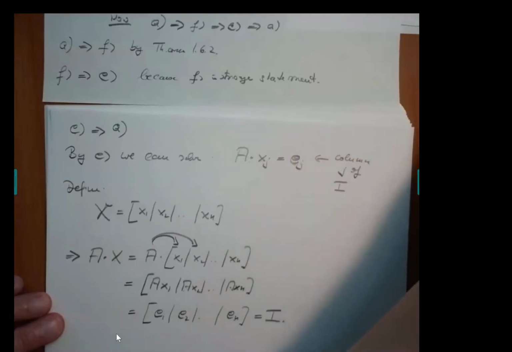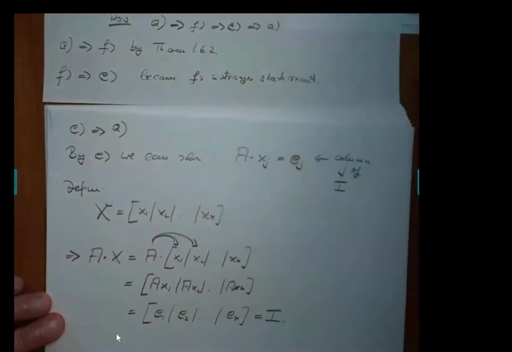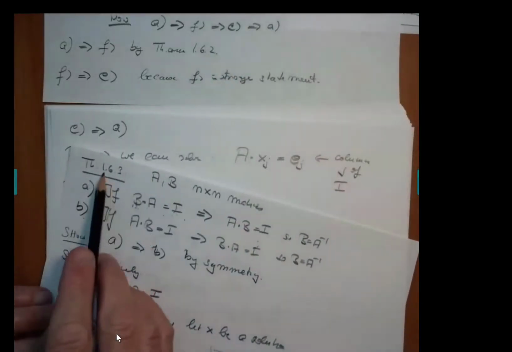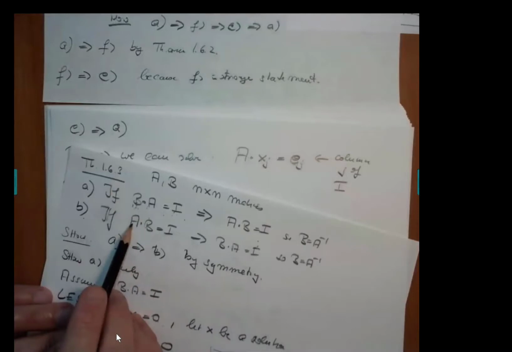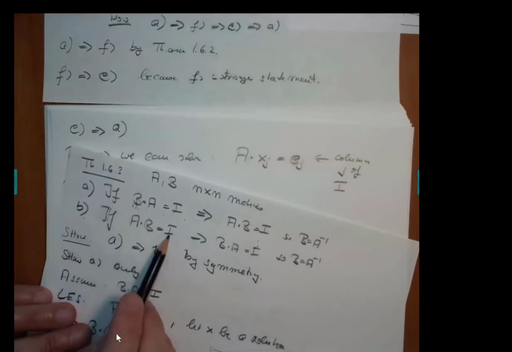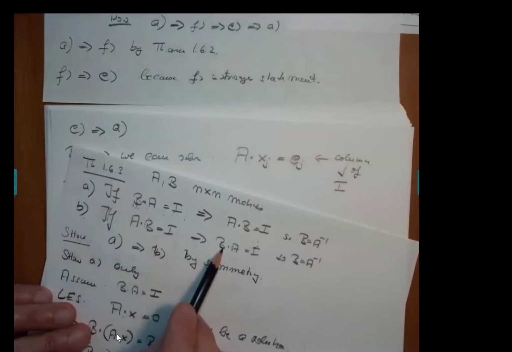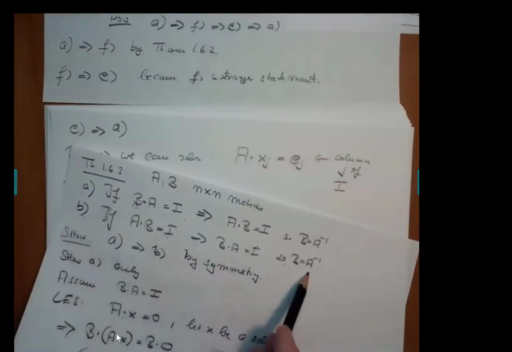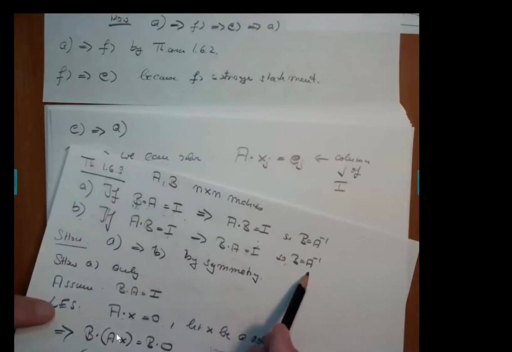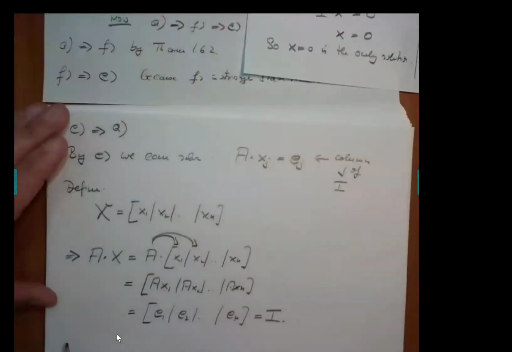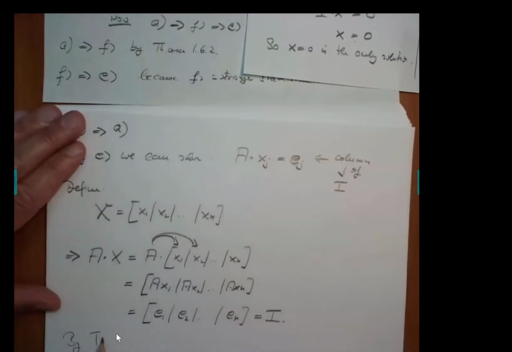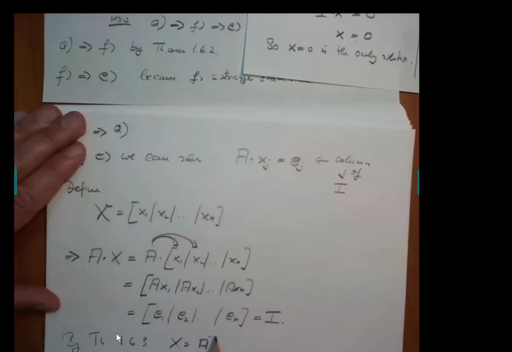And now we just look at our last theorem, 1.63. If there's a matrix B such that AB is I, our B is now the matrix X, then X is actually the inverse of A, so A is invertible. So by theorem 1.63, X is equal to A inverse, so A is invertible.